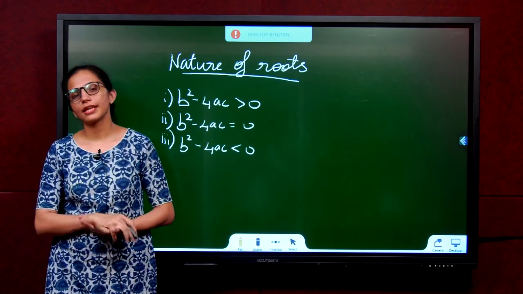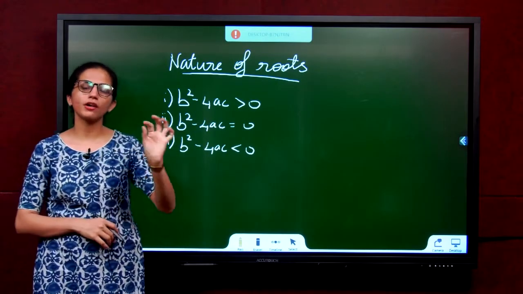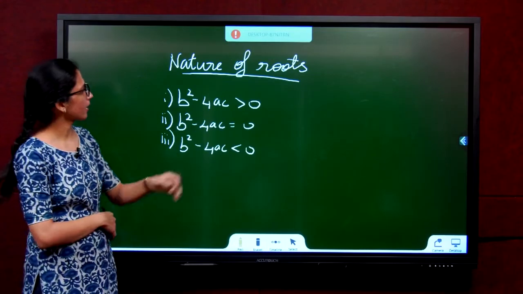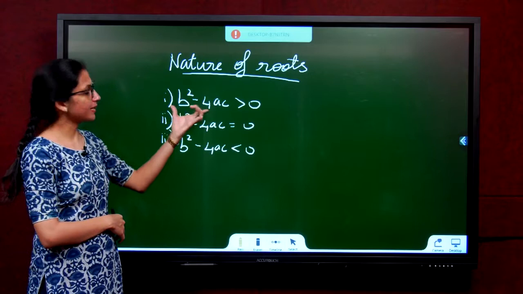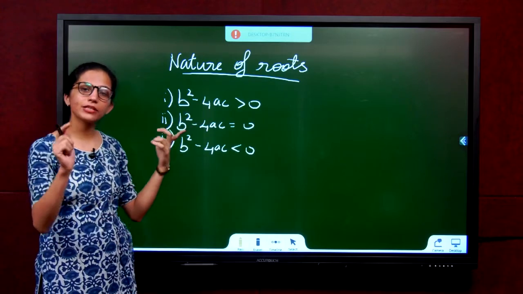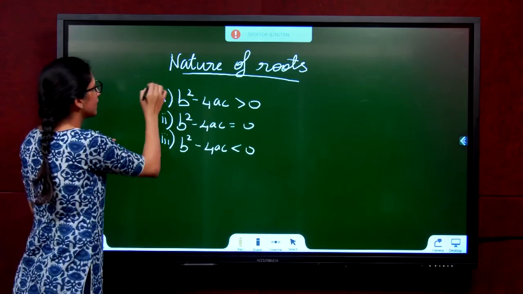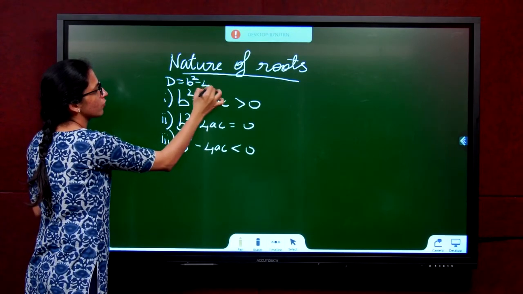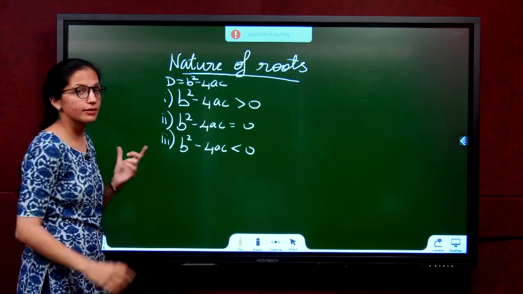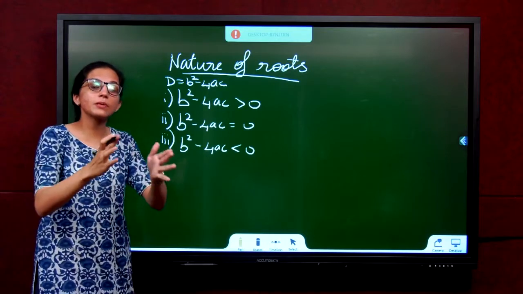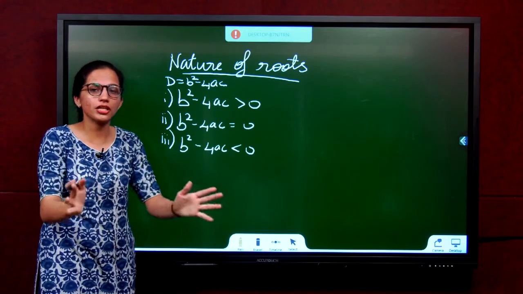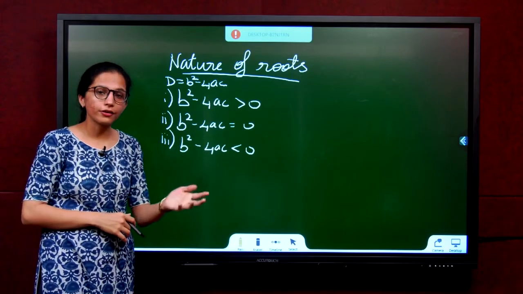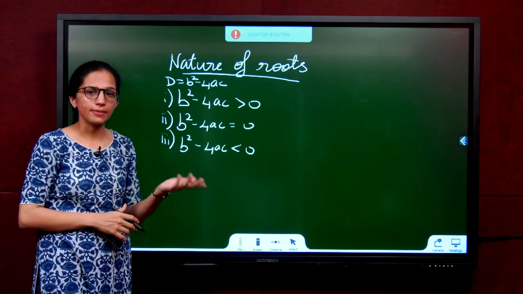Before we go ahead to the next exercise, let us just do a small recap of what we have learned with respect to nature of roots. What is b square minus 4ac first of all? B square minus 4ac is called the discriminant. D is equal to b square minus 4ac. It discriminates between the roots and tells you whether they are real, not real, equal, imaginary.